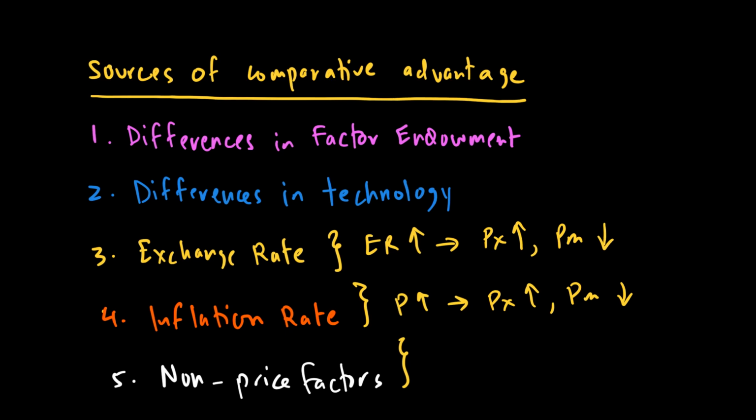Then come the non-price factors. Non-price factors are things like quality, design of the product, and so on. Germany, for example, might have a high exchange rate and very high prices, but the fact that they have high quality gives them a comparative advantage in the market.